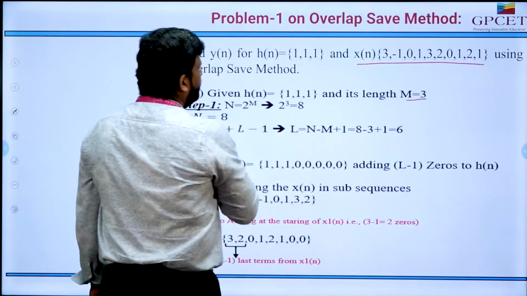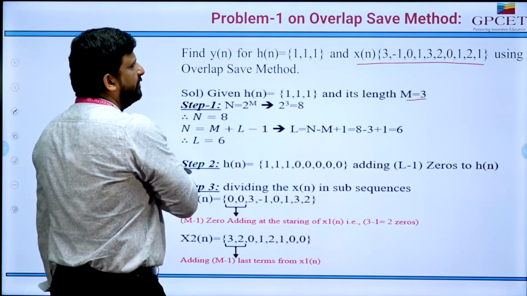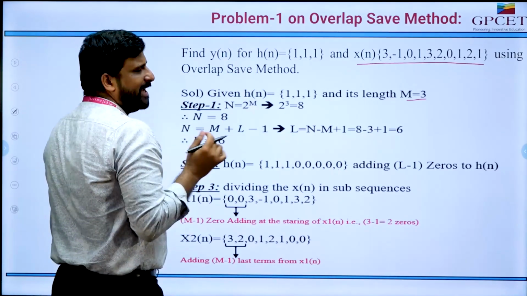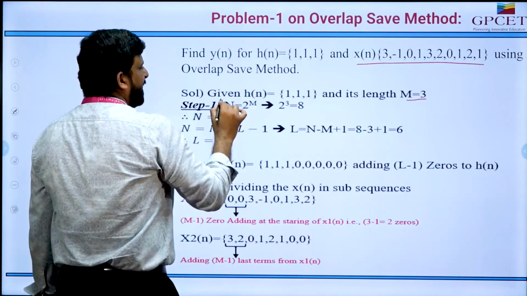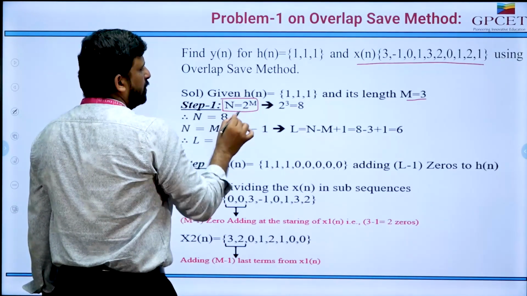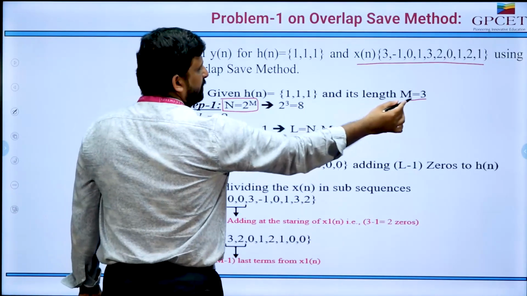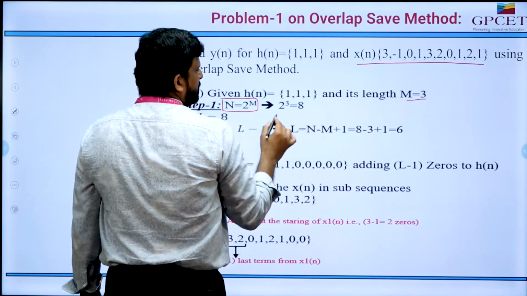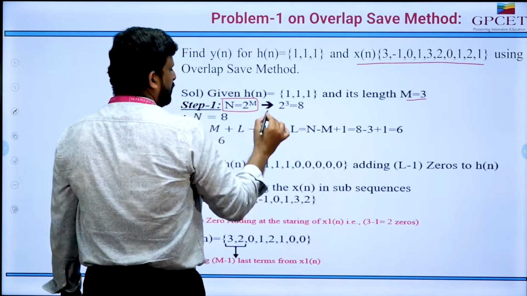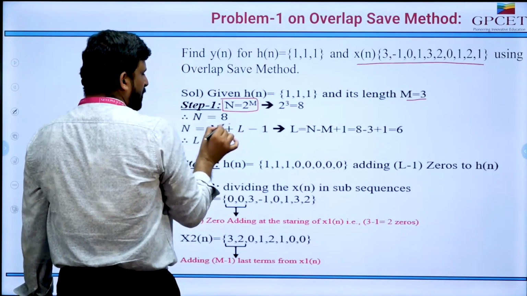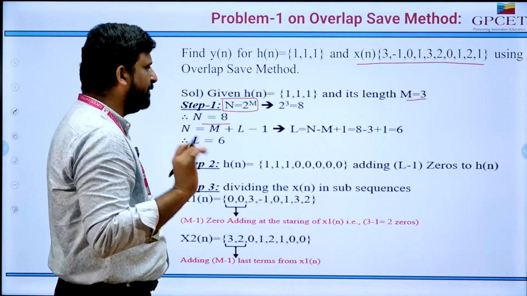Capital M is equal to 3. And if you observe in this question, we don't know the value of capital N. I told you that capital N is equal to 2 power m. We know the length of m, which is 3. So 2 power 3 is equal to 8. So capital N is equal to 8. This you need to keep in mind.